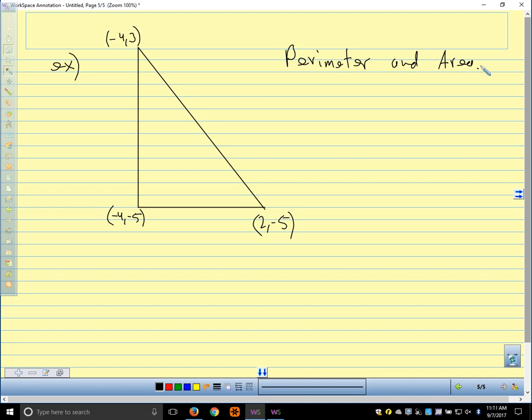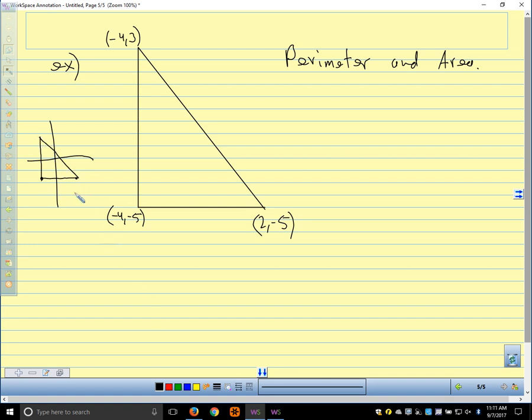So we need to find some lengths of sides. But I'm going to look at these coordinates first. The segment from -4, -5 to 2, -5, since the y's are the same, it doesn't go up or down. This is horizontal. So if it were on a graph, I'll just sketch a little graph over here. This would be a point here, and this would be a point here, and it would look like that. And this goes from -4, -5 to -4, 3. It goes straight up. That's vertical.